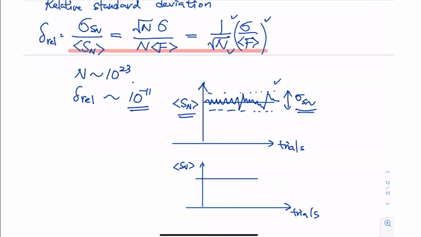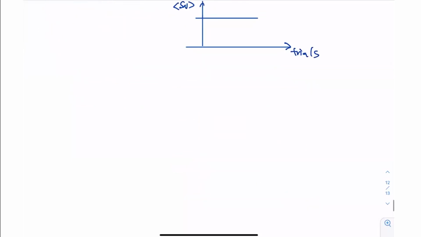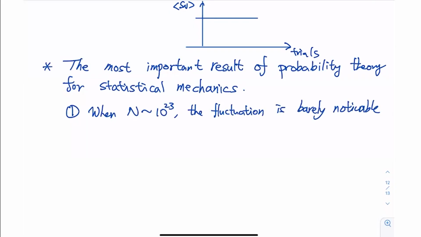Okay. So this is probably one of the most important results of probability theory for statistical mechanics. For some reason, let me write it down. The result is important because when n is 10 to the power of 23, the fluctuation is barely noticeable, because the ratio is going to be of the order of 10 to the power of minus 11.